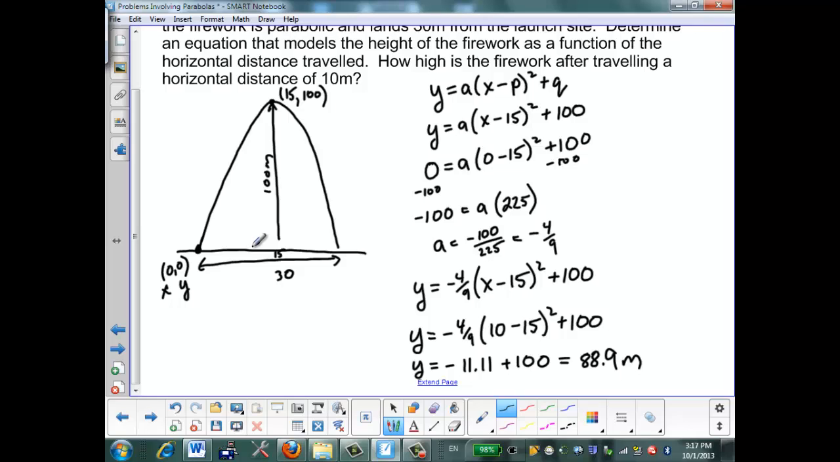And if we look at our graph, that seems logical to us, because we know that the center of the graph is 15. So 10 would be about right here in our graph. And if we extend up to our graph, we can see that 89 or 88.9 meters is a perfectly reasonable answer.